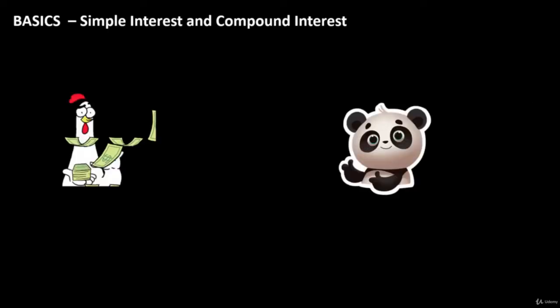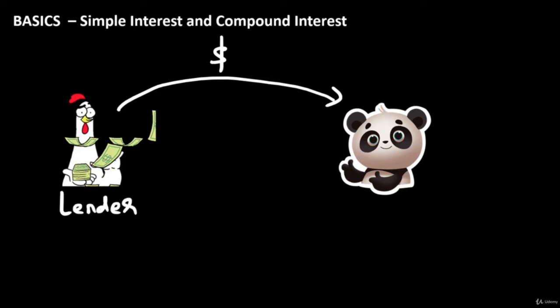Let's get started. So over here we have Mr. Hen and we have Mr. Panda. Alright, now let's say that Mr. Hen lent some amount of money to Mr. Panda. Now in this scenario we can call Mr. Hen the lender and Mr. Panda the borrower. Now another set of words that we could use is creditor and debtor.